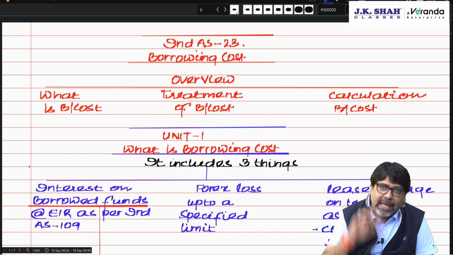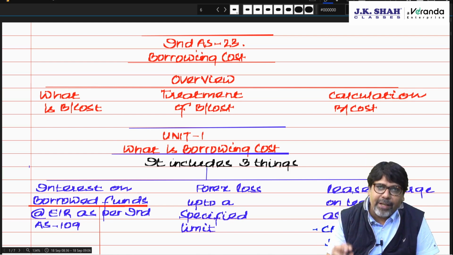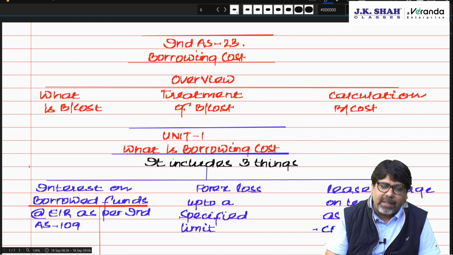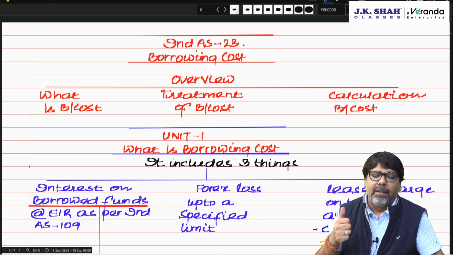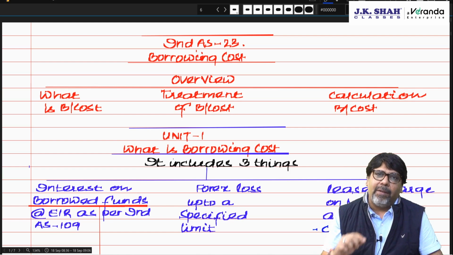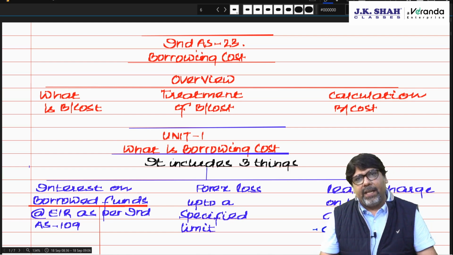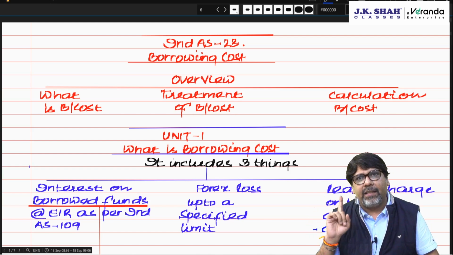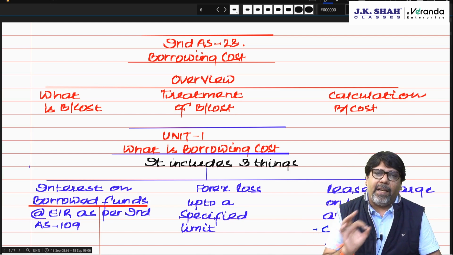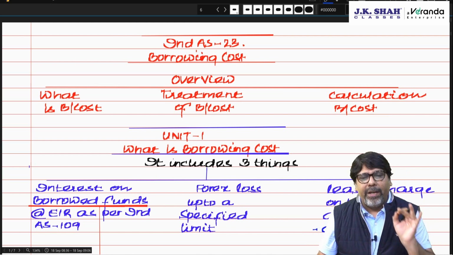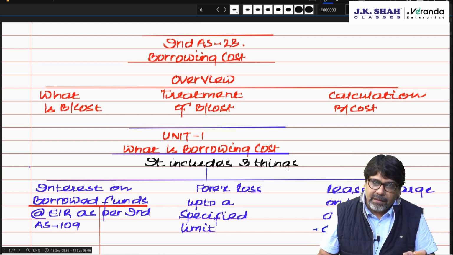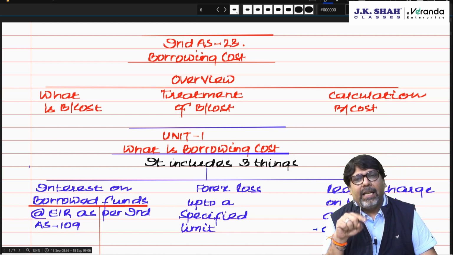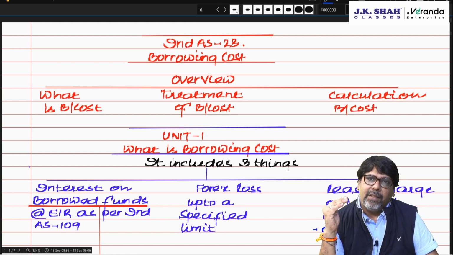Borrowing cost as per the standard is three things. Number one, interest on borrowed funds calculated at the effective rate of interest, which we studied in Ind AS 109, that is financial instruments. So borrowing cost is nothing but interest on borrowed funds calculated at the rate of EIR. EIR means effective interest rate as per Ind AS 109.